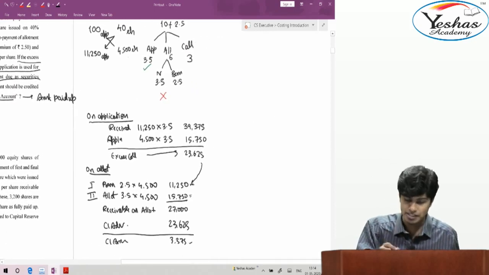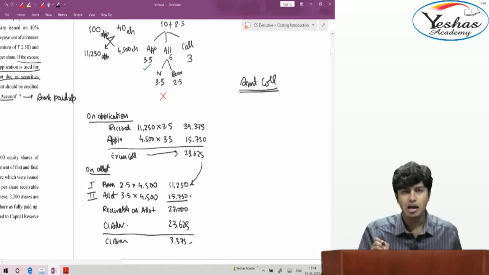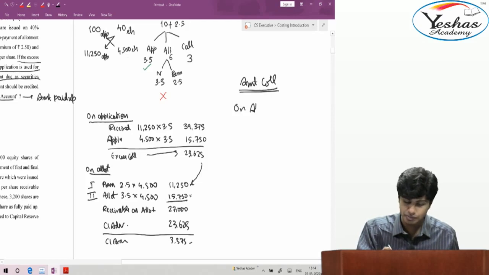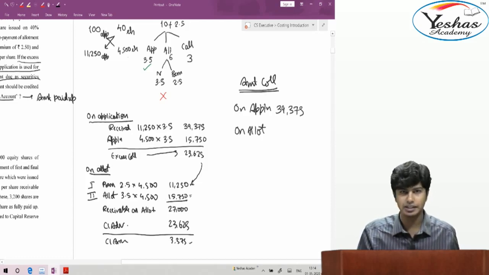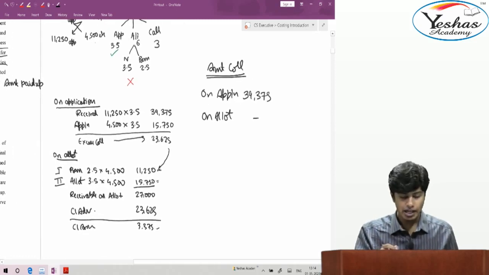And if I have to summarize the entire thing, or start answering this question, how much is the amount collected? Amount collected on application is 39,375. On allotment, you didn't collect anything. But out of this 39,375, what is collected? How much of it?